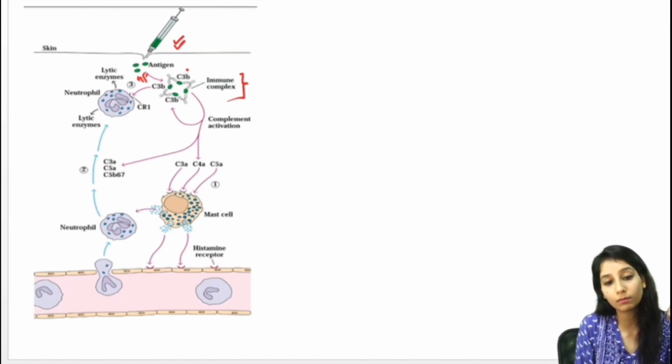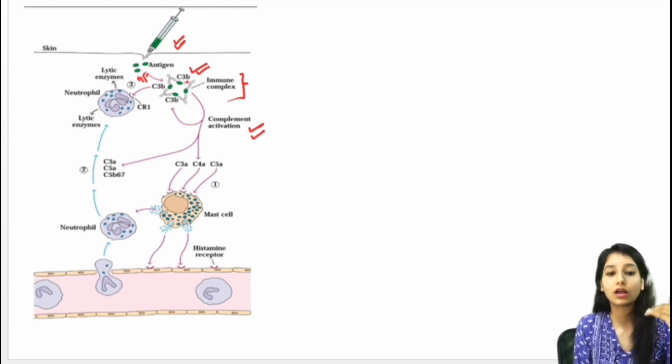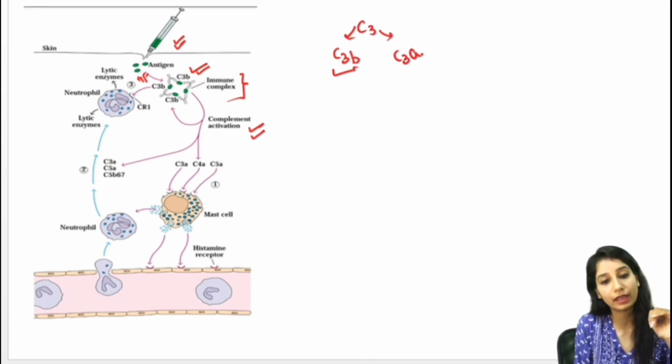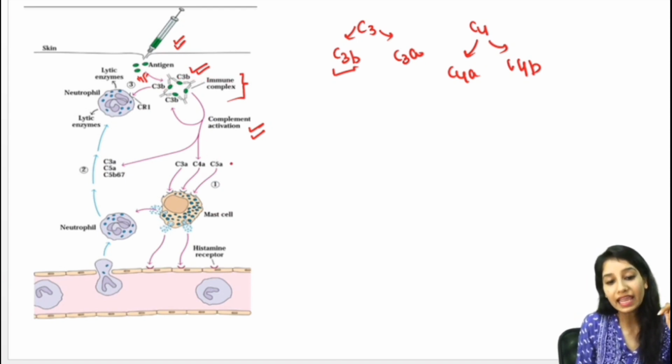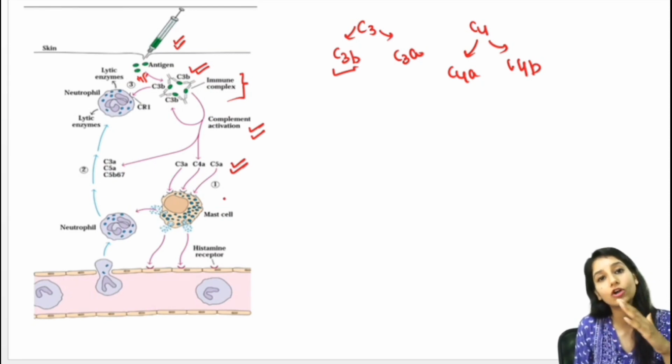Now complement proteins will come and become activated, as they can bind with the antibody. Complement activation will occur, due to which complement proteins will form. For example, C3 will get converted into C3b and C3a. Similarly, C4 will get converted into C4a and C4b. What will the b part do? It will bind with the antigen. But what can the a part do? The a part can activate other proteins, and they can call other cells to come to that location. So they can act as chemokines also.